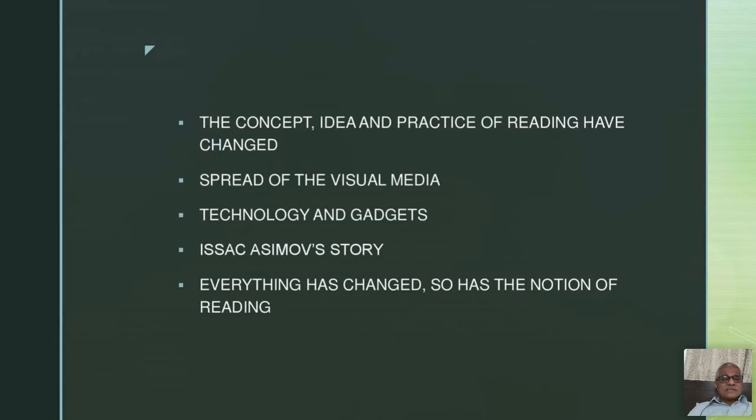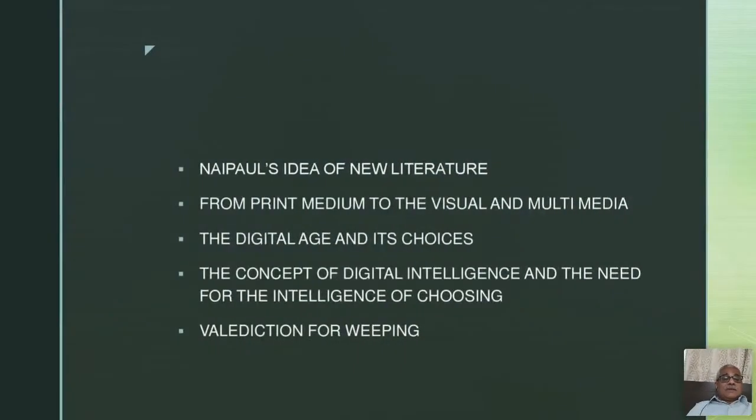The third point is that everything has changed. So the concept of reading, the idea of reading also is changing. That's the point. The second point is that reading is today a question of preference based on needs, requirements.